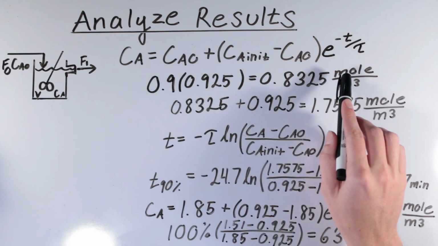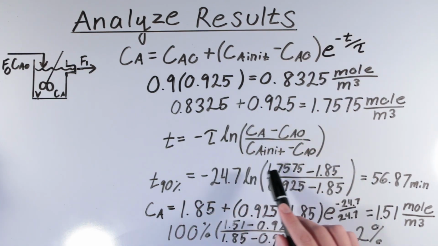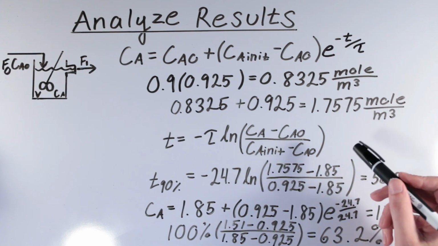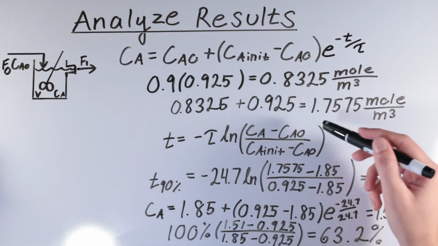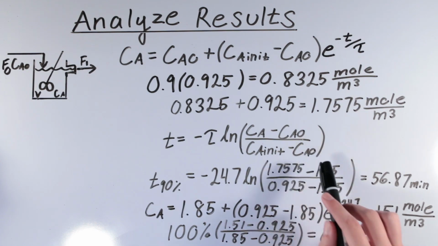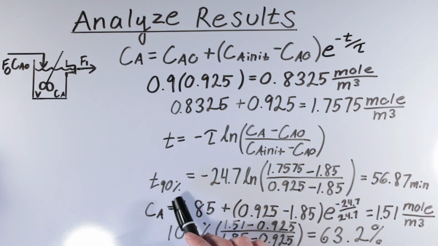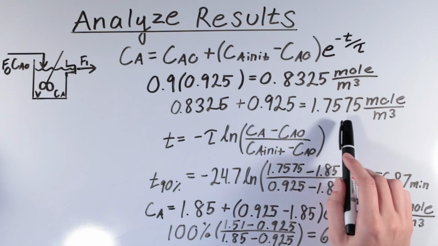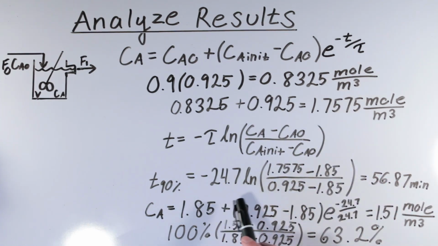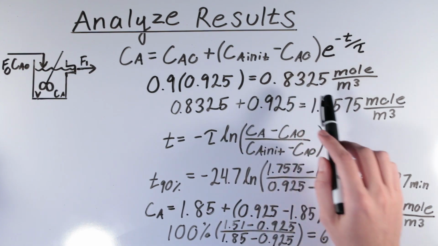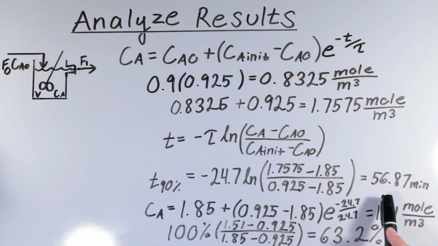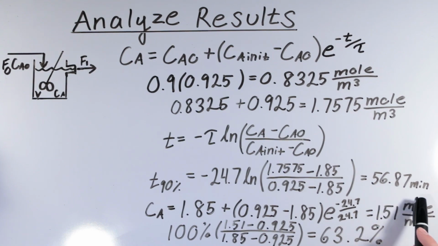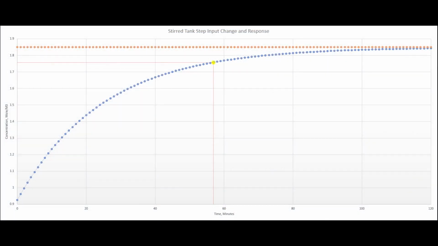Solving our solution equation for time, we find that t is equal to negative tau times the natural log of the concentration of A in the tank minus the inlet concentration, divided by the initial concentration minus the inlet concentration. To solve for how long it will take to reach this 90% concentration value, we simply plug in the 90% concentration into this equation, and we find that the time will be 56.87 minutes. Plotting that on the graph, we can see that the concentration does appear to be at about 90% of that output range, so it does seem like this model is valid.